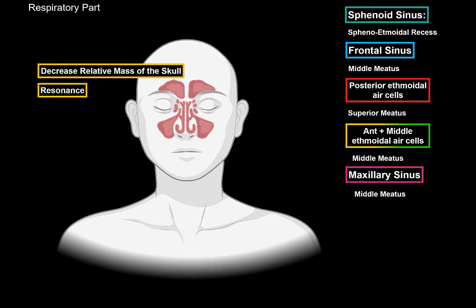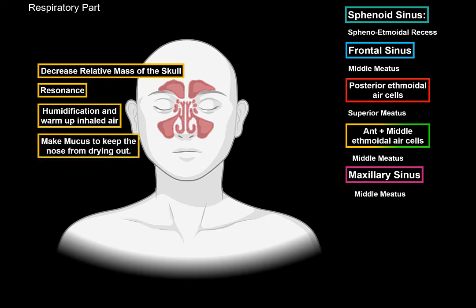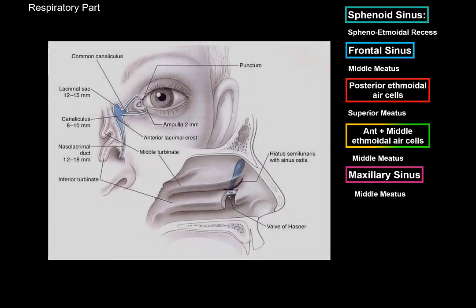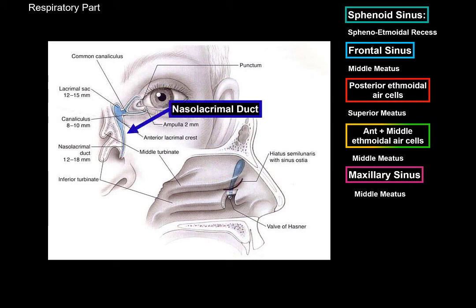And since they're lined with mucosa with a lot of blood, they will also help warm up the air and humidify it as it goes further down the respiratory system. Lastly, and one of the most important functions of the sinuses, is to produce mucus, to keep the nose from drying out. Now there is one more structure that opens into the nasal cavity, and that's the lacrimal duct, or the nasolacrimal duct, which leads the tears from the eyes down to the inferior meatus, as you see here.